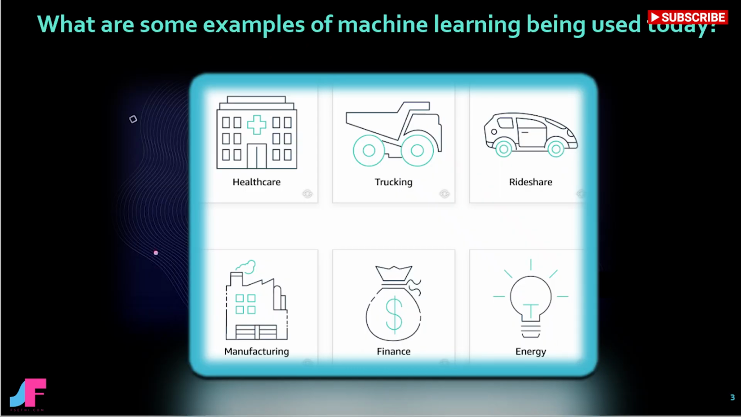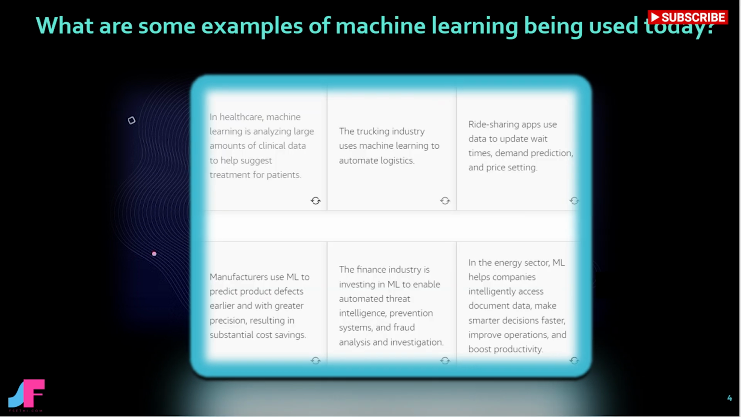What are some examples of machine learning being used today in various industries like healthcare, trucking, rideshare, manufacturing, finance, and energy? Machine learning can be found in about 77% of the devices we use. For example, ride-sharing apps like Uber and Lyft use data to lower wait times, predict demand, and optimize price setting. Online shopping sites use ML to customize search results and improve product recommendations.